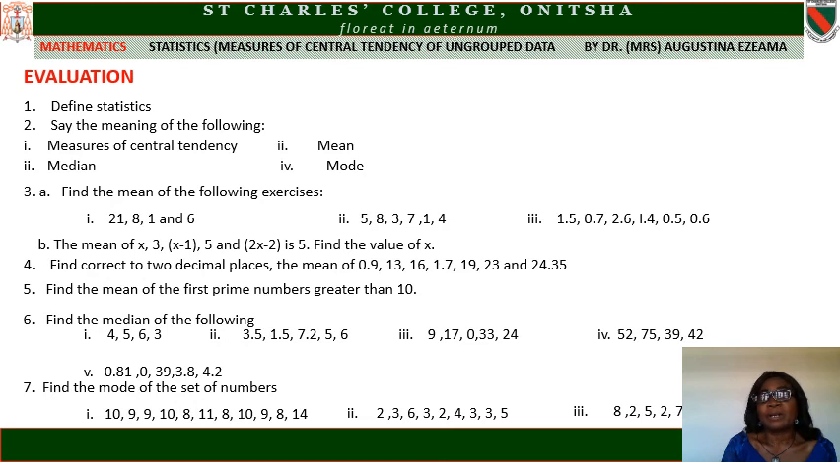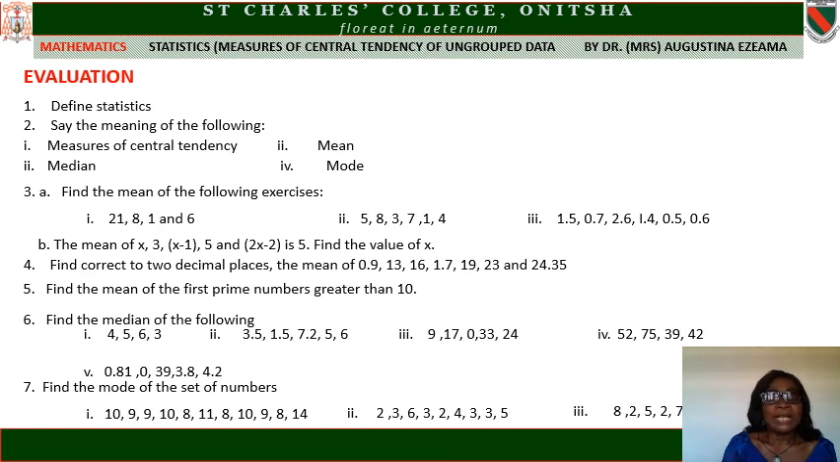Number 4: 52, 75, 39, and 42. Number 5: 0.81, 0.39, 3.8, and 4.2. In this case, remember to arrange in ascending or descending order, because these are in raw data.